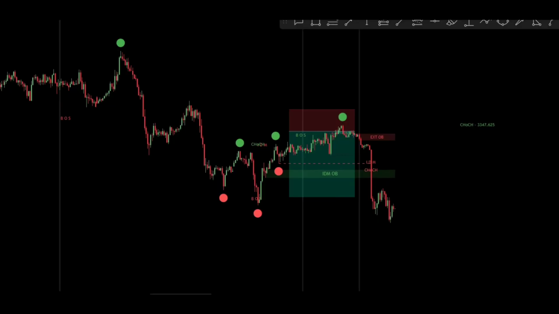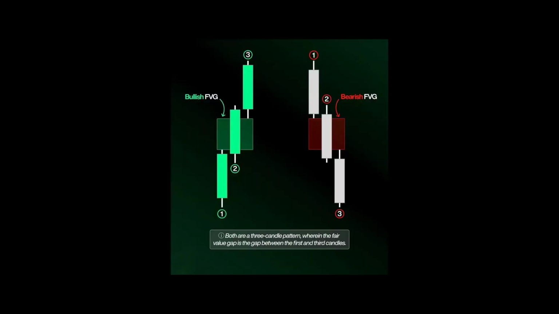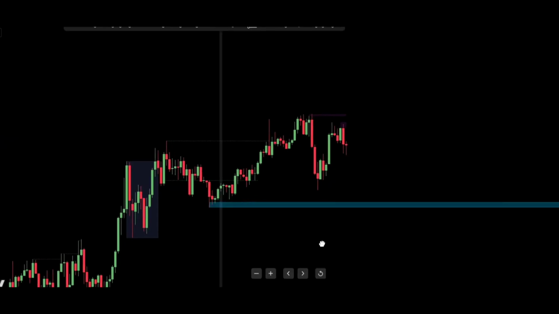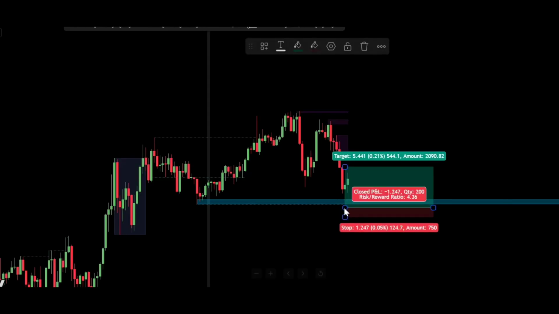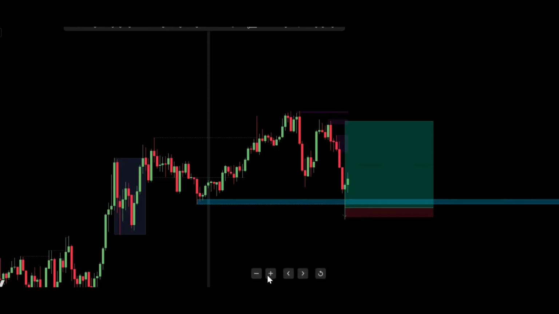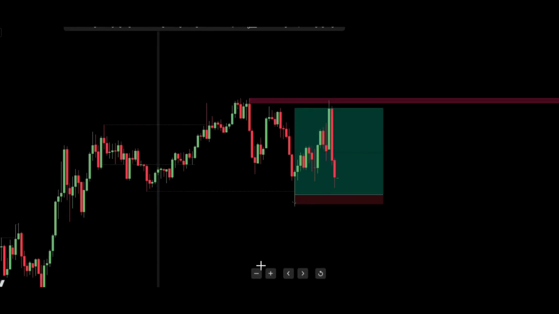Now let's talk about two more advanced tools included in the Smart Money Algo Pro: liquidity pools and fair value gaps. Liquidity pools show you where retail traders have their stop losses. These are often targeted by institutional traders. So if you see the market sweep a liquidity zone and react, it's a high probability area for reversal. Plan your trade in the opposite direction, but always make sure it aligns with the overall market structure.